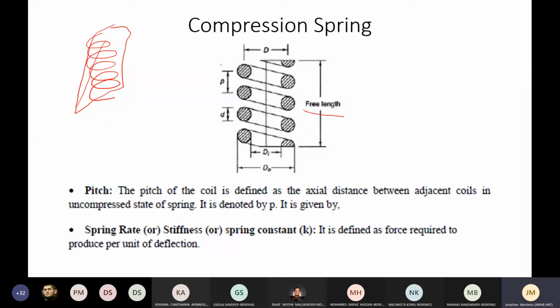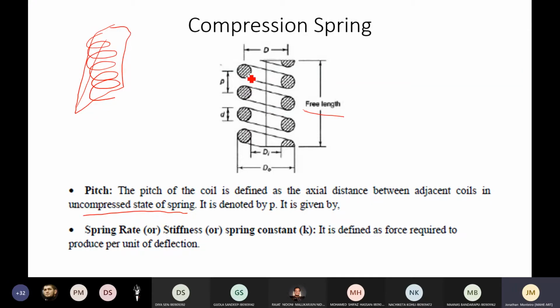You are not applying any load on the top, you are not allowing it to compress, you are just keeping it at some surface at room temperature, maybe without any temperature also, and it is just giving off some length. Such a length is called free length. Very obvious, very easy to understand. Now the free length condition is also called the uncompressed state of spring.